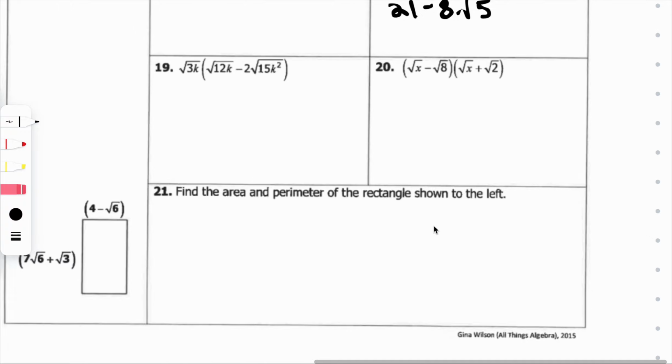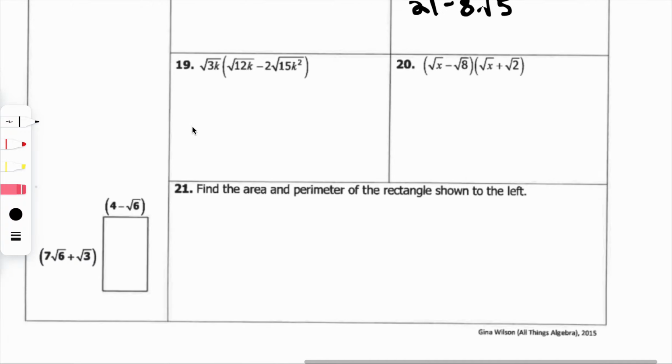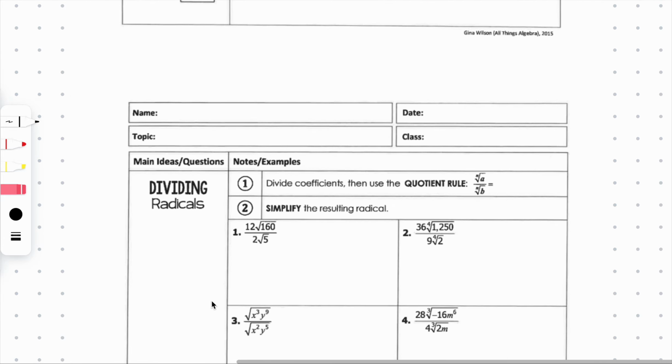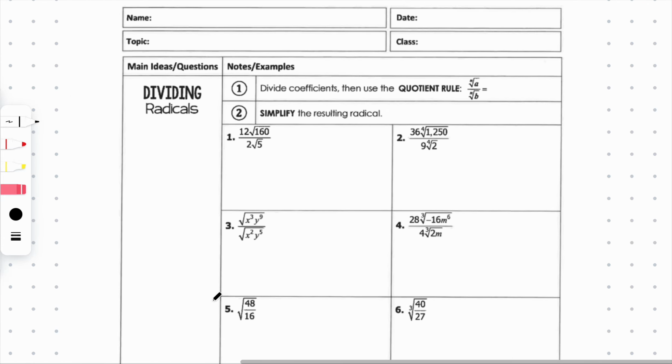And here we have a question where we can essentially do the exact same thing. I'm not going to do it right now, but remember, area is length times width, and perimeter, we just add all this up and multiply by 2. So maybe try that. That's a good application question.